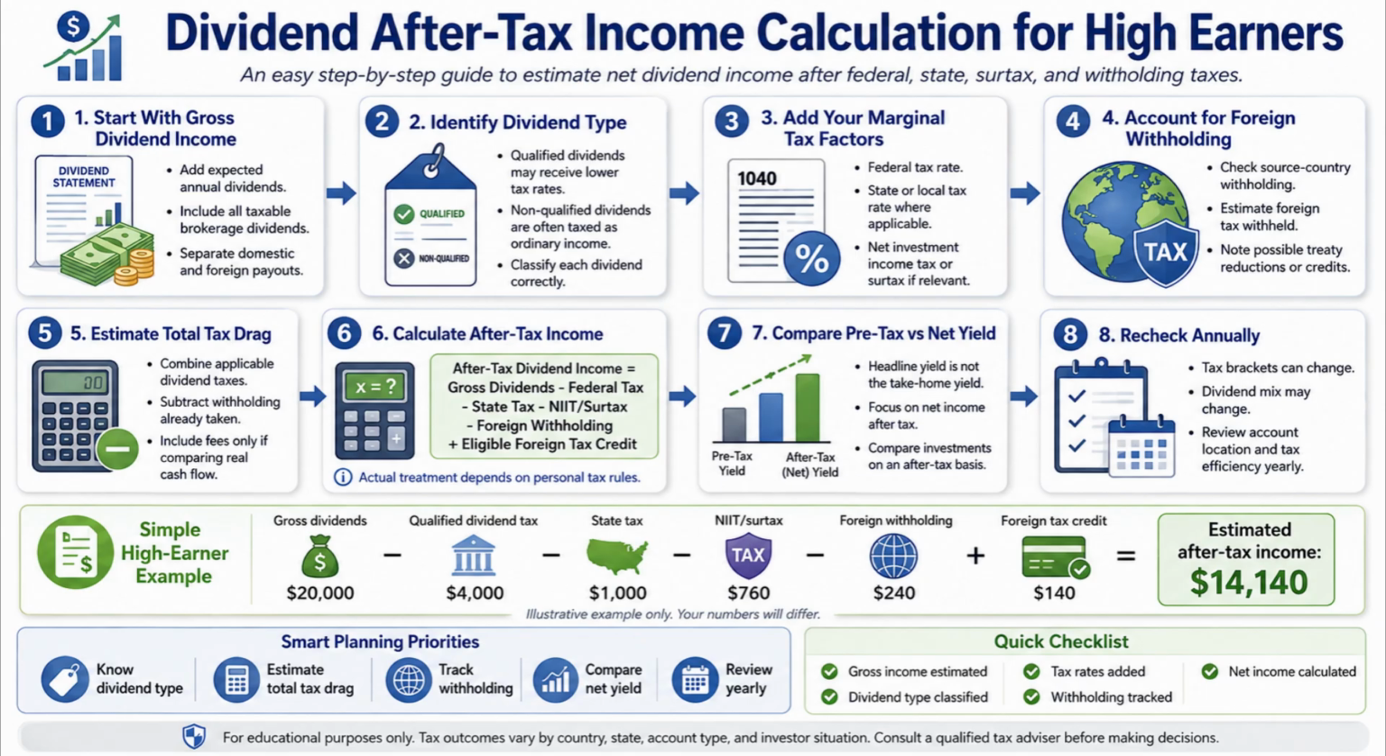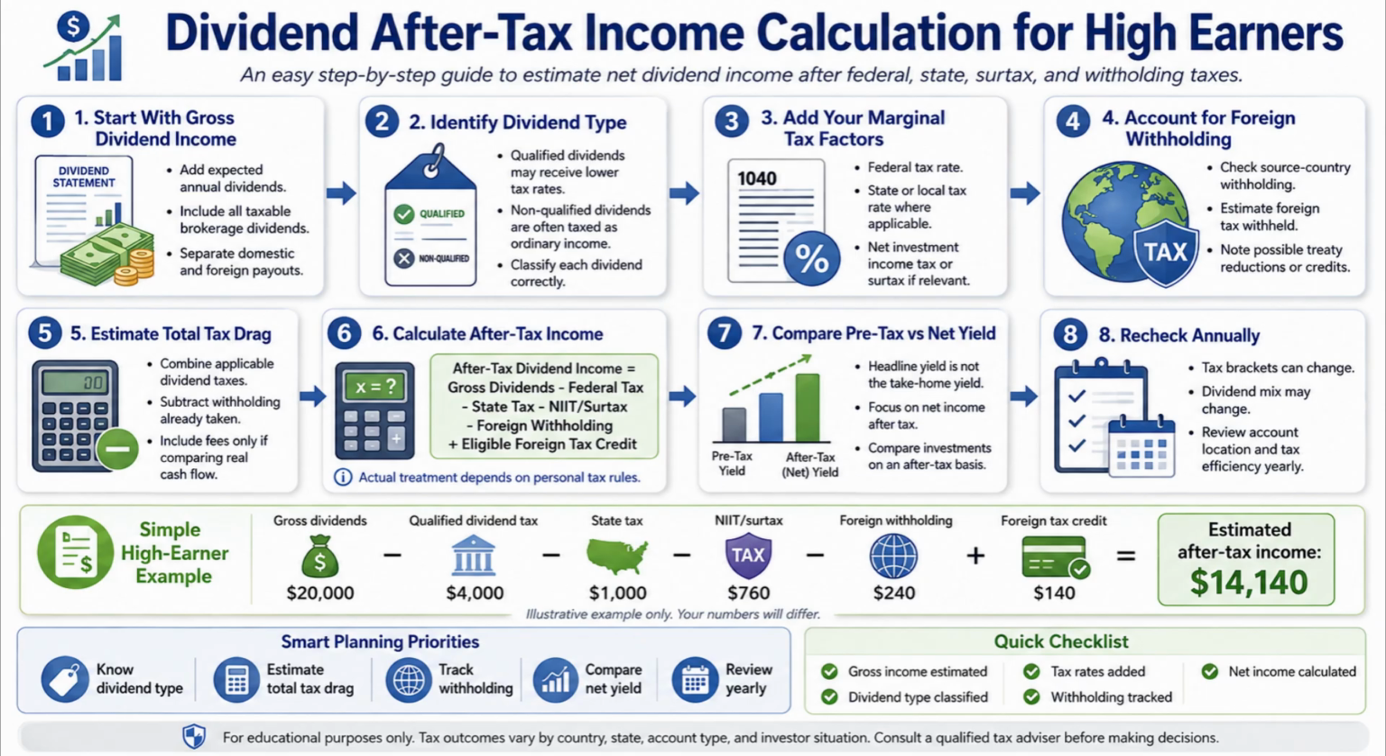After that, add your marginal tax factors. High earners often face multiple layers of tax, not just one. For example, you may have a federal tax rate, a state or local tax rate, and in some cases an additional surtax or net investment income tax. Consequently, your total tax burden on dividend income may be much higher than you initially expect. This is why understanding your personal tax bracket is essential before estimating take-home dividend income.